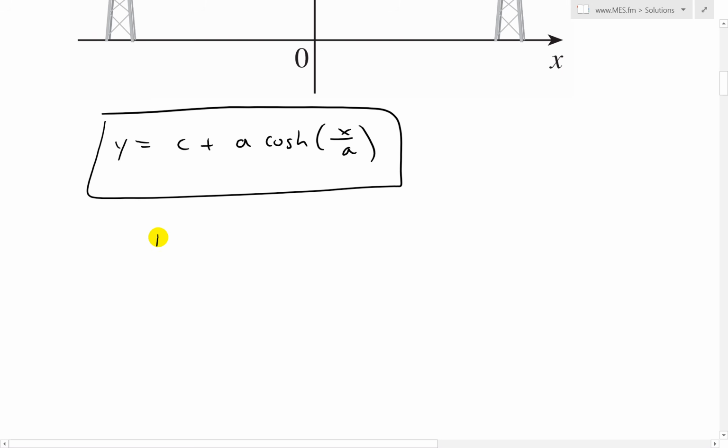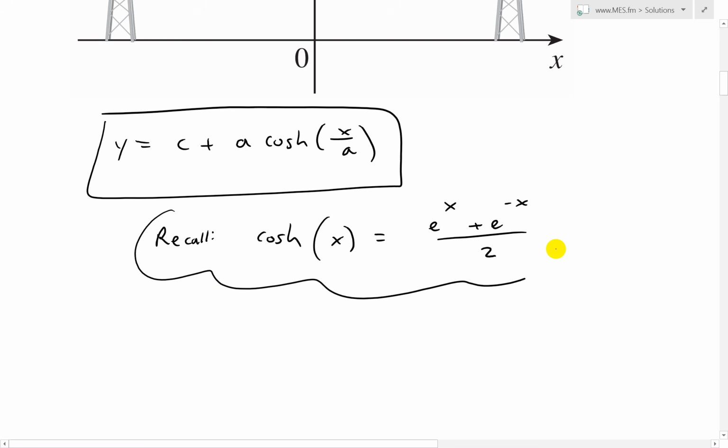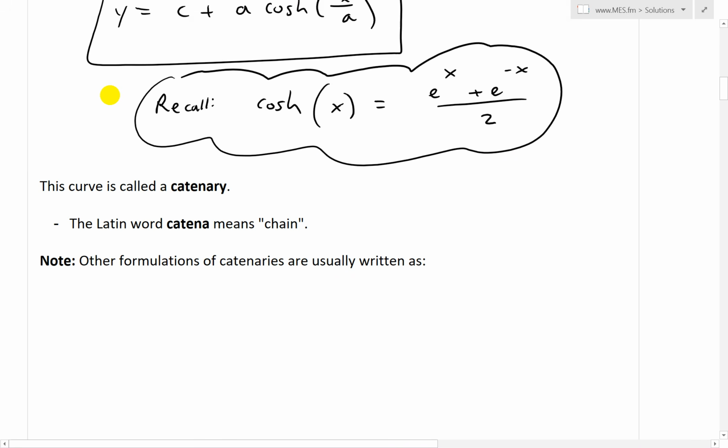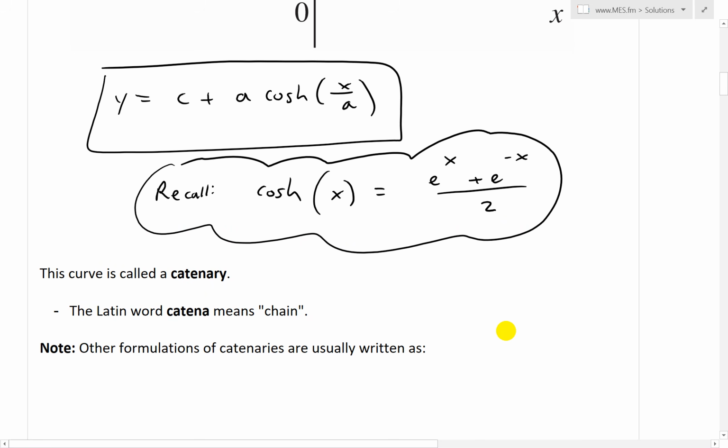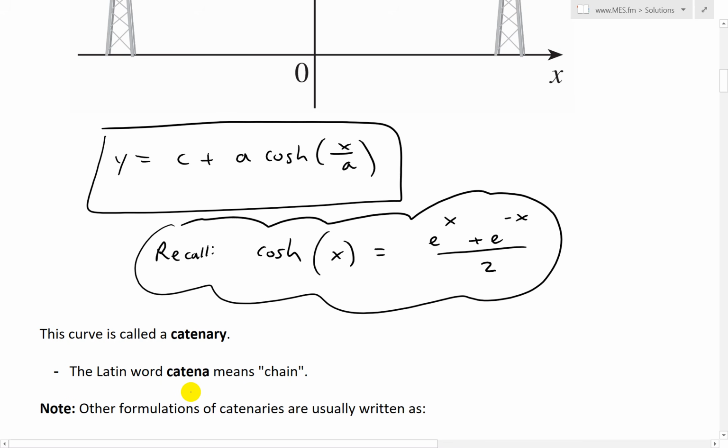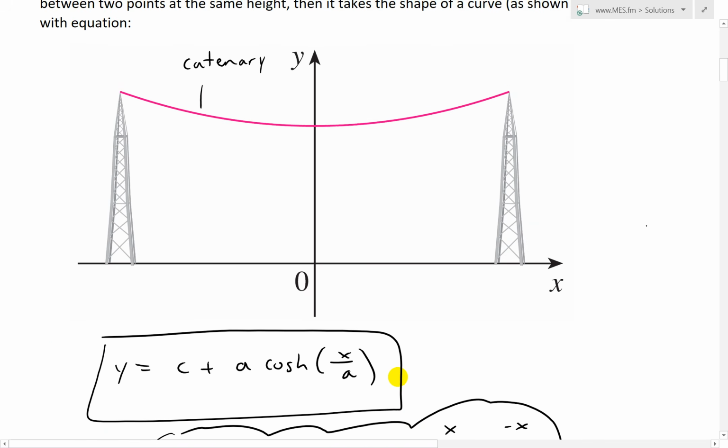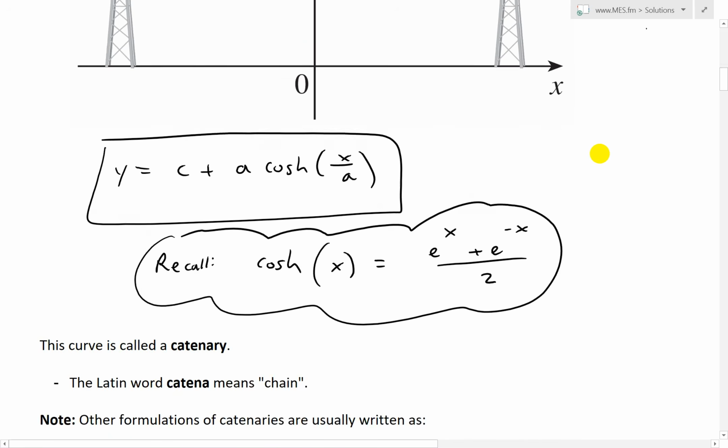Again, recall that hyperbolic cosine of x is, by definition, e to the x plus e to the negative x, over 2. You can learn more about hyperbolic functions in my earlier videos, and I'll put a link in the description below. This curve is called a catenary, and the Latin word catena means chain, hence you have the chain like that.